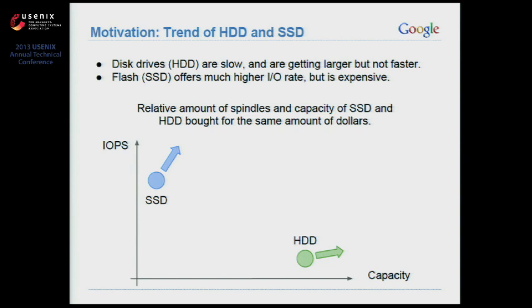This just shows the general trend. Disk drives are slow and are getting larger but not faster. Flash, on the other hand, offers much higher I/O rate, but it is expensive.